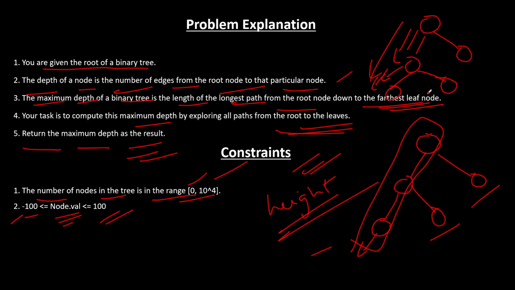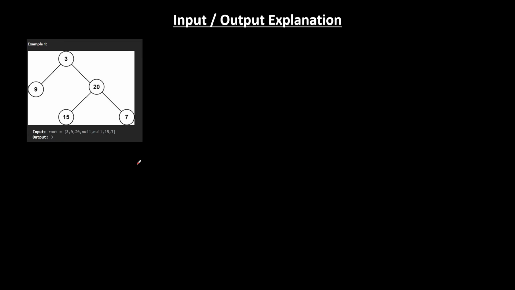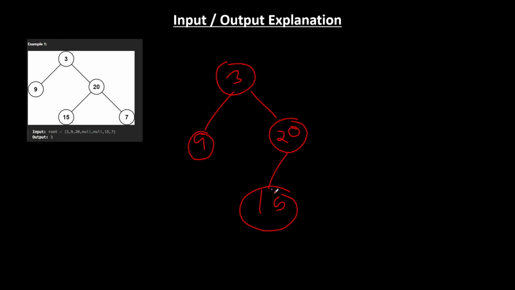Now let's move to the next slide. Let's understand the input and output of the problem. If this is the given binary tree, 3, then 9, 20, 15, and 7. Fine. What will be the depth? D means depth. Depth will be 3.